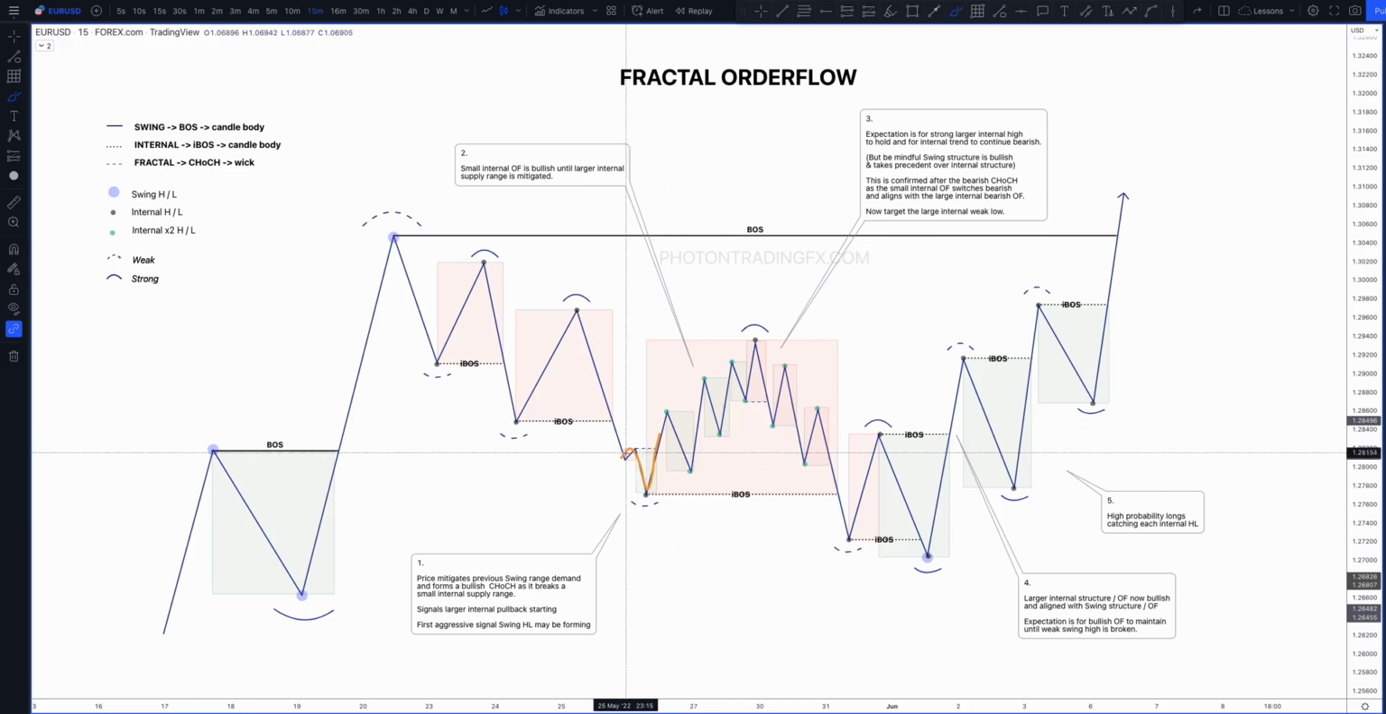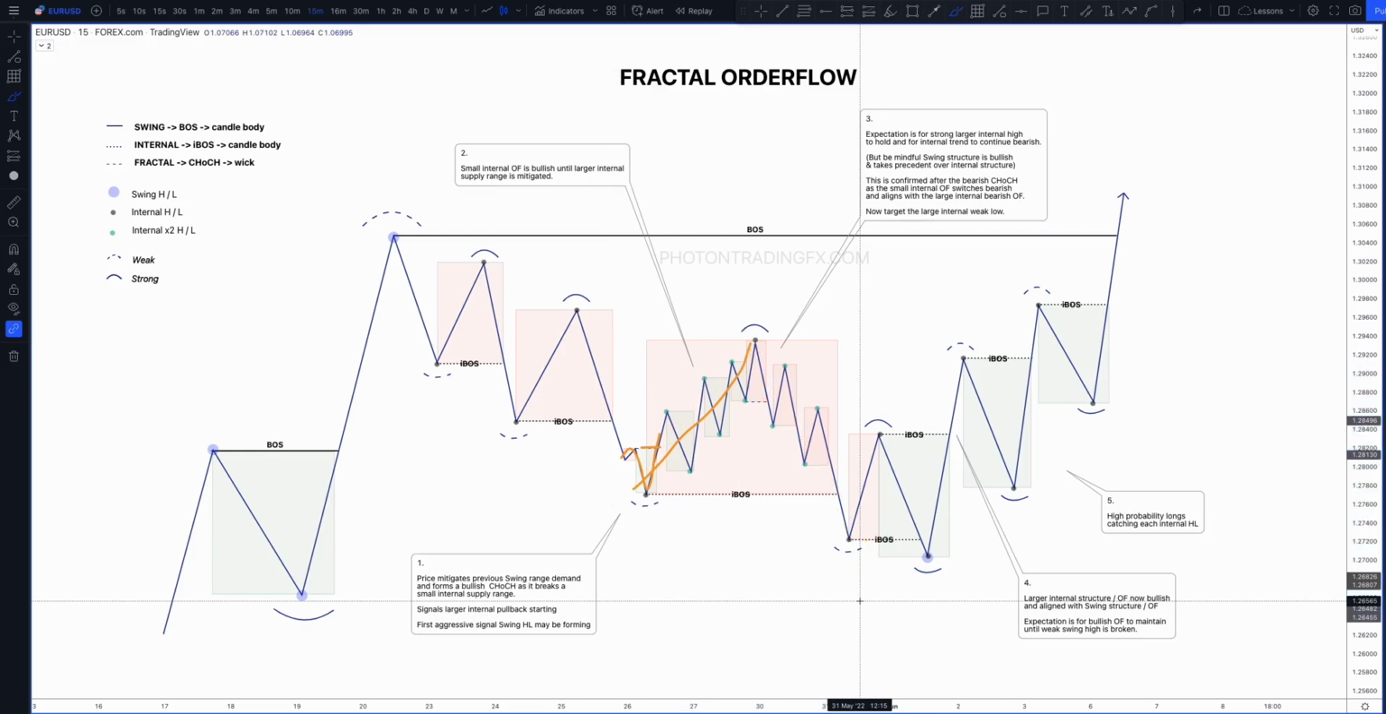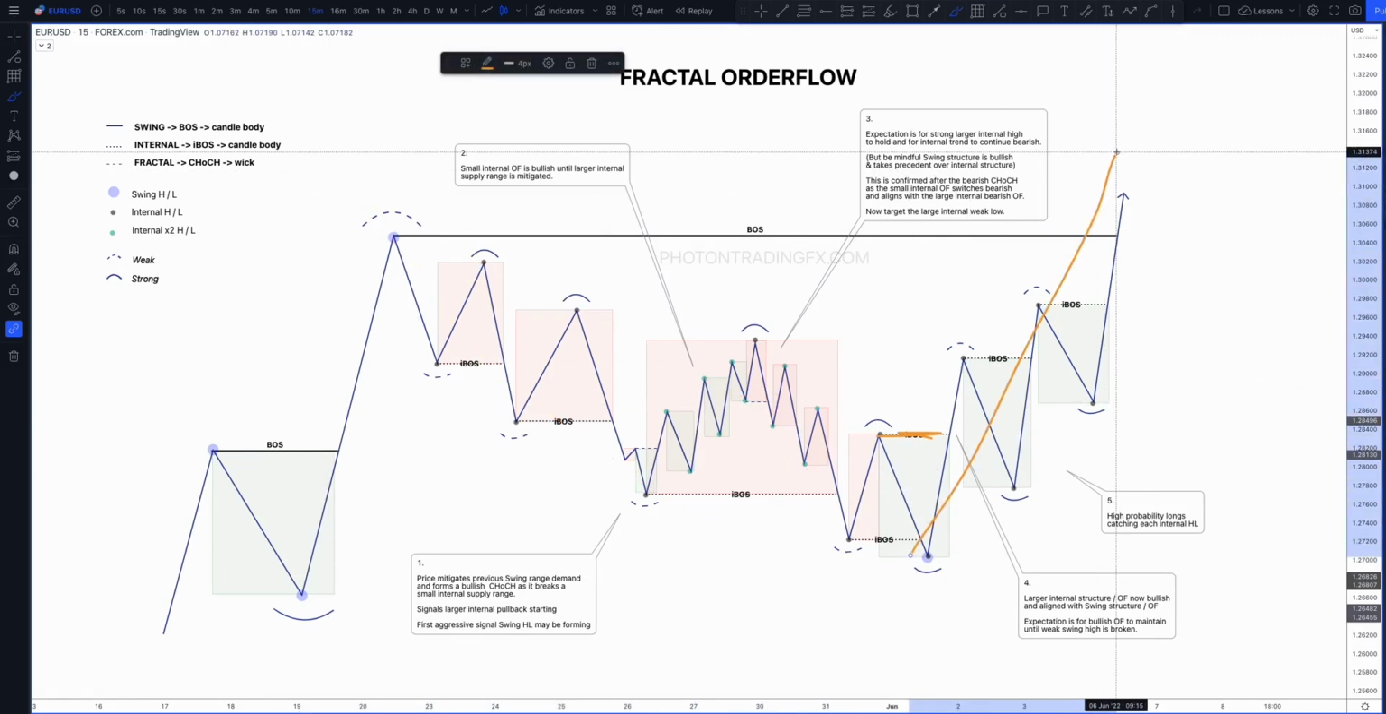So what do I mean by that? That chalk here means we're going to get that pullback. That chalk there means now the pullback's over and we're going to get that run, because chalk signals the internal swings. The IBOSes signal the swings. So when we get that bullish IBOS there, that signals that the swing pullback is over and the next swing pro trend run is going to go. And that's the way you can think about it.